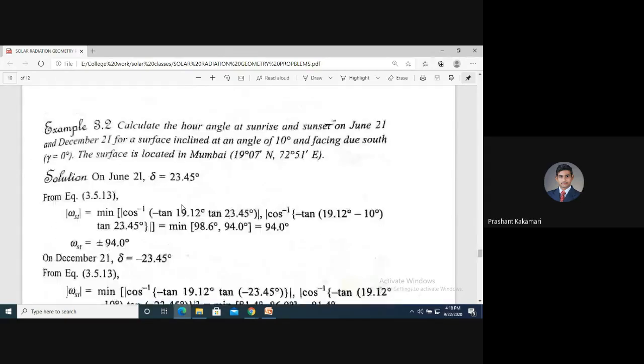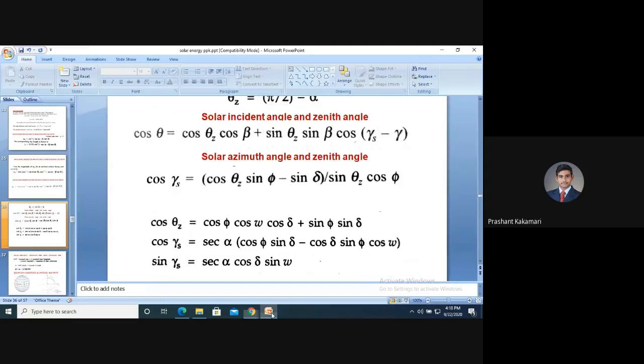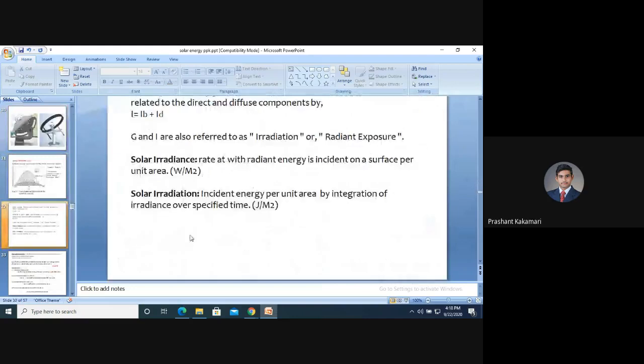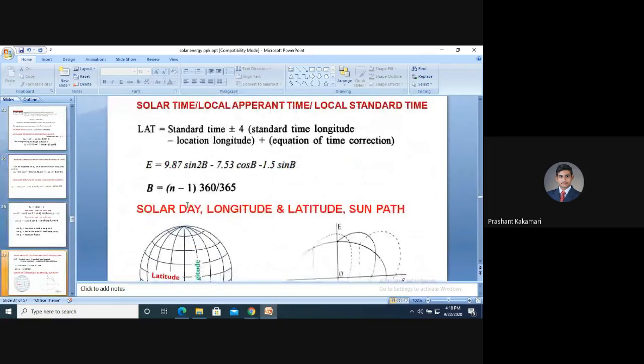So that's why they are finding the actual time for the given location. So that change in the location timings with 4 minutes error and equation of correction by using this correlation. So this correlation, what is the name of that correlation? Here. So this they have used. Local apparent time equals standard time minus equation of correction minus 4 minutes times standard time longitude minus location longitude.